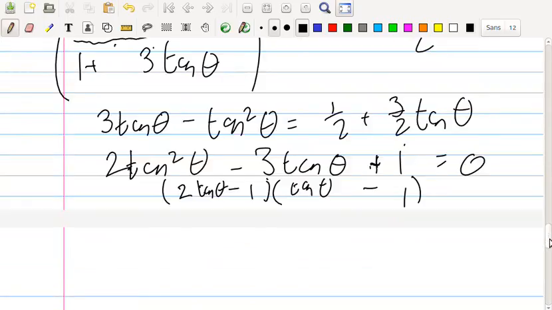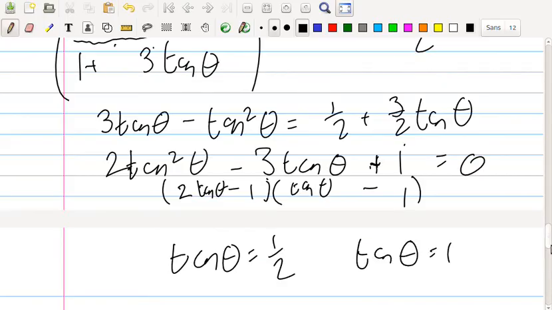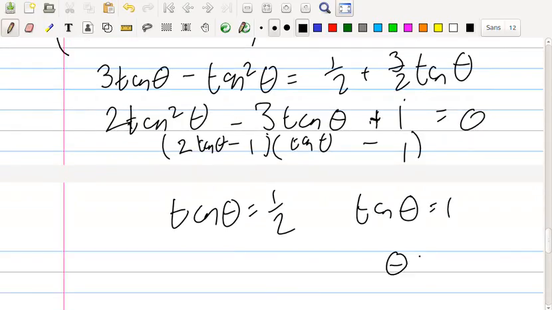So that gives me 2 possible answers. Tan theta equals a half or tan theta equals 1. This means theta could be 45 degrees. And I don't recall, what's tan inverse a half in degrees? 29.5. So they're the 2 possible angles then.